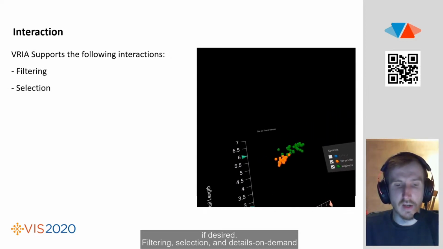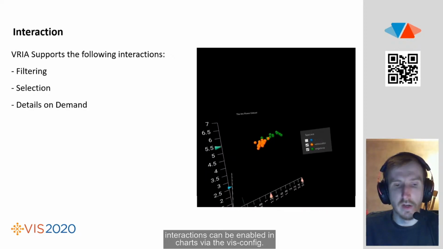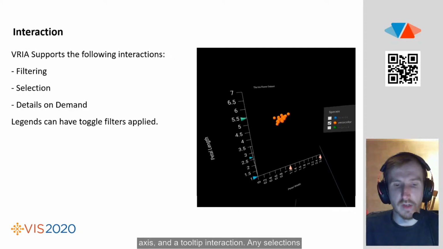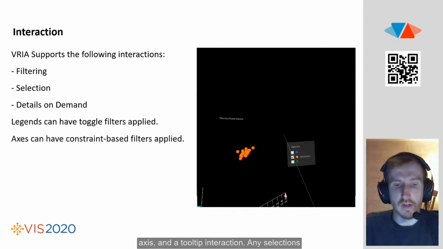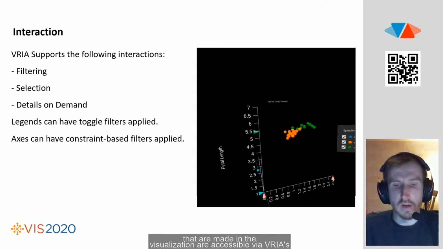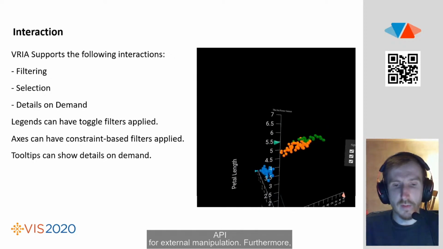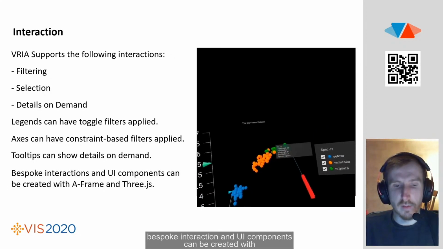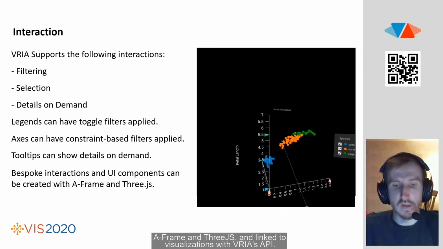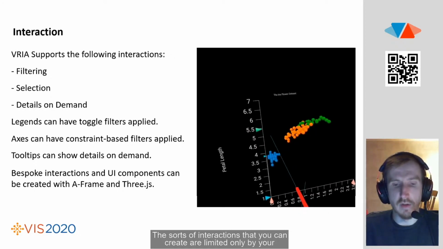Filtering, selection, and details on demand interactions can be enabled in charts via the visconfig. Here, a user has added a legend toggle filter, constraint-based filters to each axis, and a tooltip interaction. Any selections that are made in the visualization are accessible via Vria's API for external manipulation. Furthermore, bespoke interaction and UI components can be created with A-Frame and Three.js and linked to visualizations with Vria's API. The sorts of interactions that you can create are limited only by your imagination.